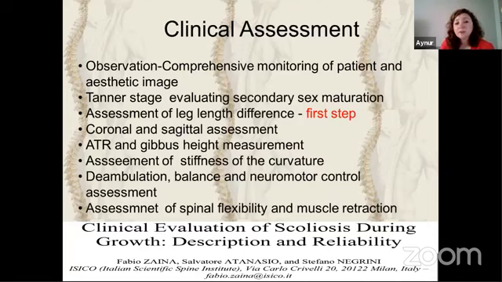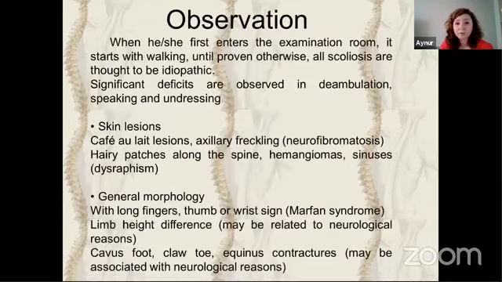Clinical assessment begins with observation: comprehensive monitoring of the patient and aesthetic image, Tanner stage evaluating secondary sex maturation, and assessment of leg length difference. It is the first step to rule out secondary causes. Coronal and sagittal assessment, ATR and gibbus height measurement, assessment of stiffness of the curvature, ambulation, balance and neuromotor control assessment, and assessment of spinal flexibility and muscle retraction.